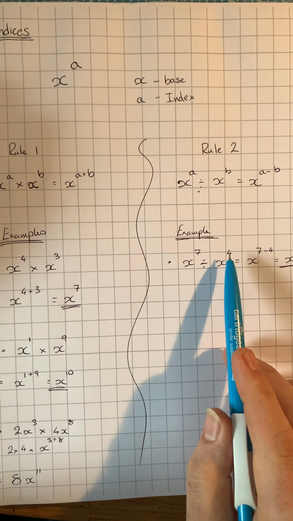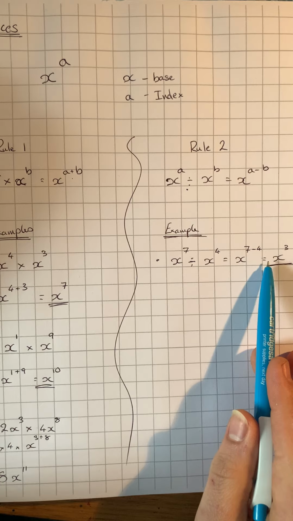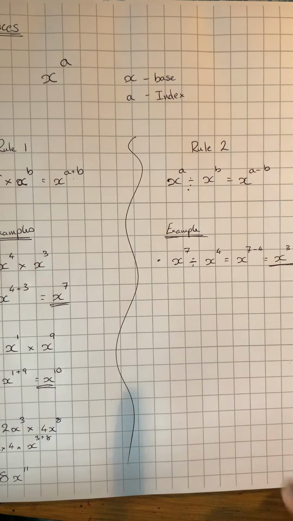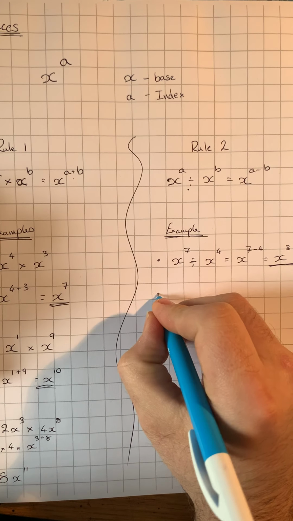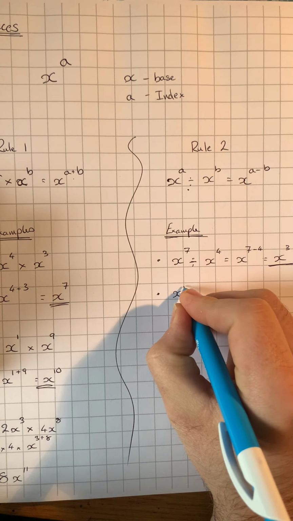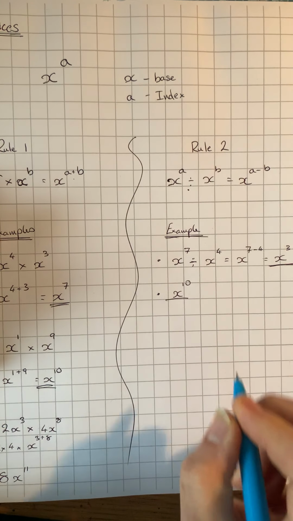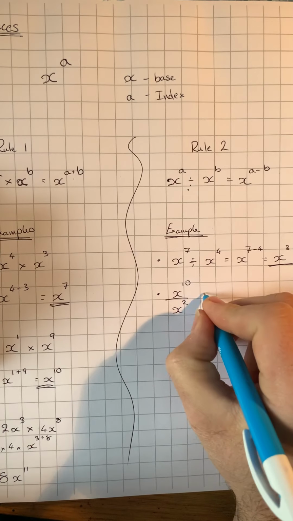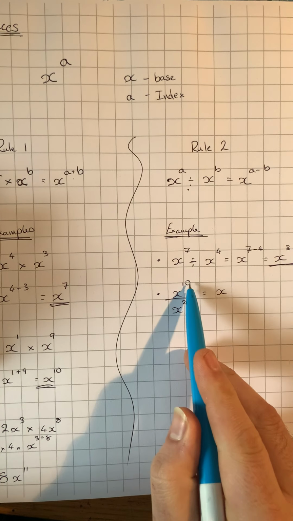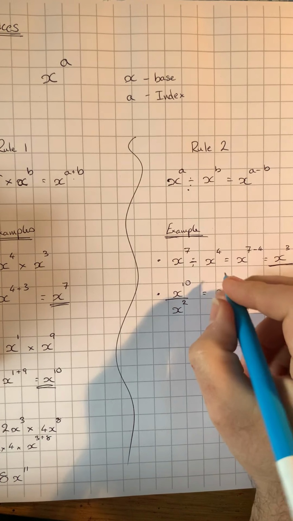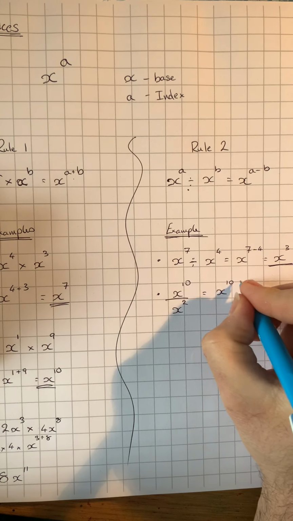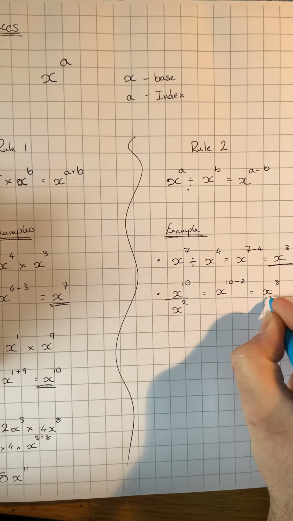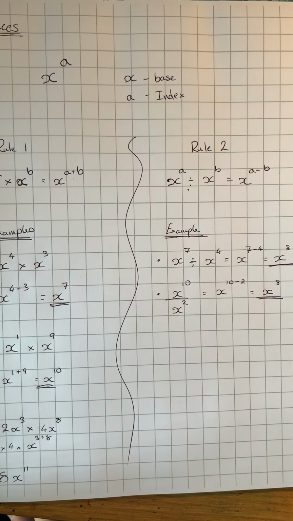Now, you may not always see them in this kind of form where we have a straight dividing sign. You may also see them over one another, and it still just means the same. So we've got x to the 10 divided by x to the 2, so that's going to be x to the 10 subtract 2, which gives us x to the 8.